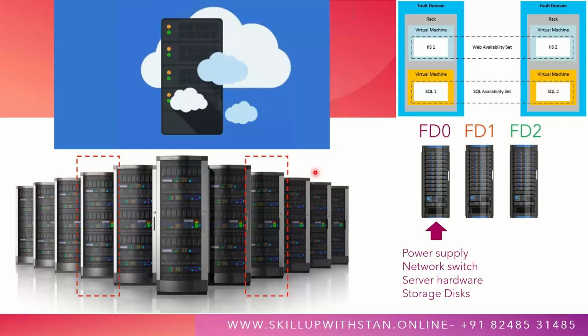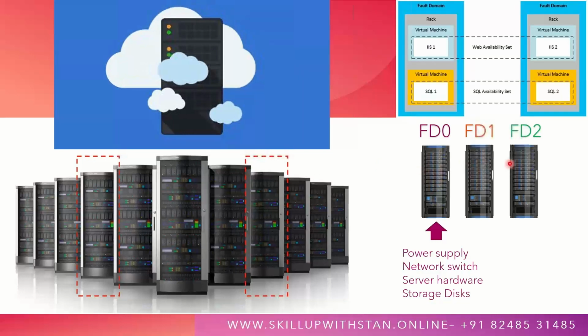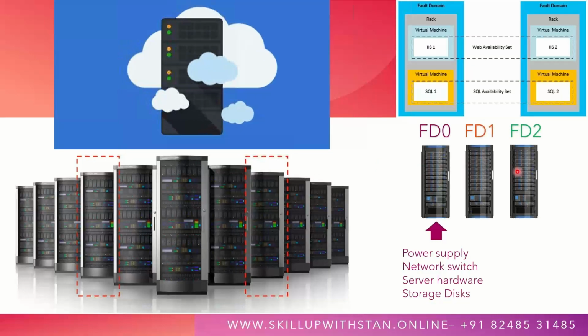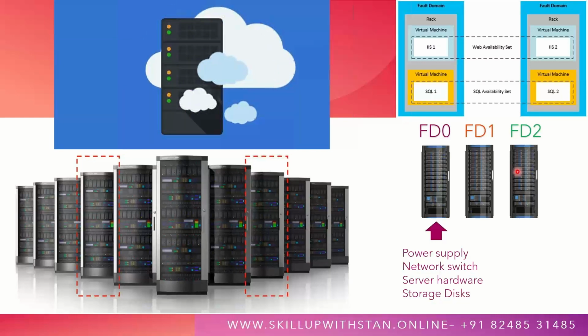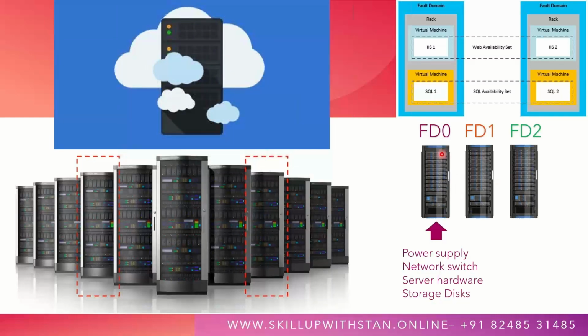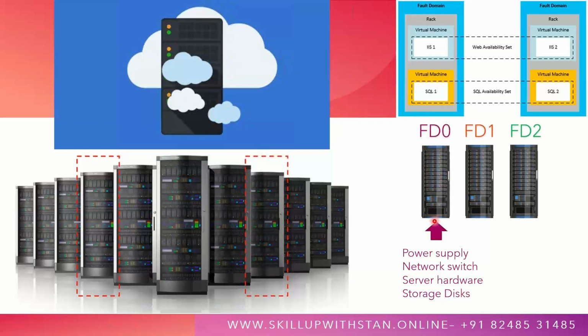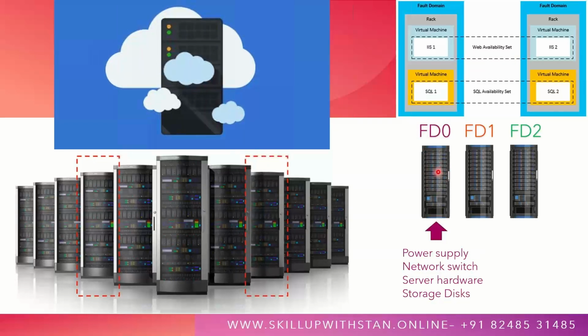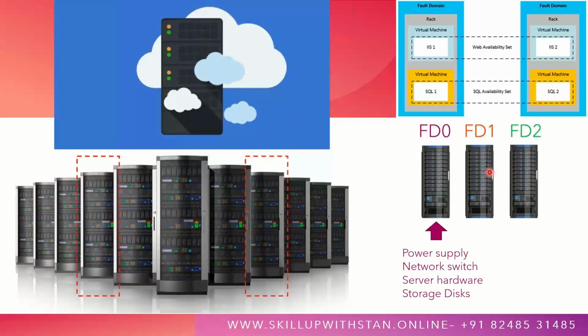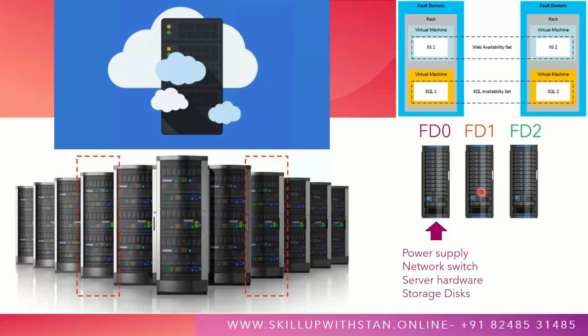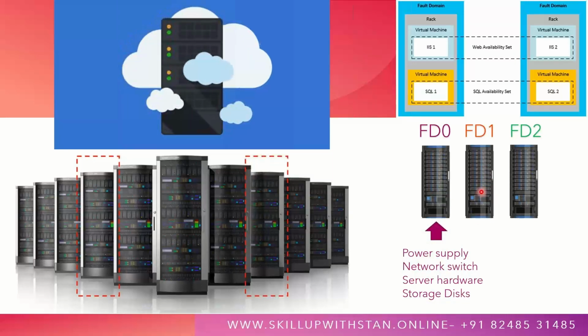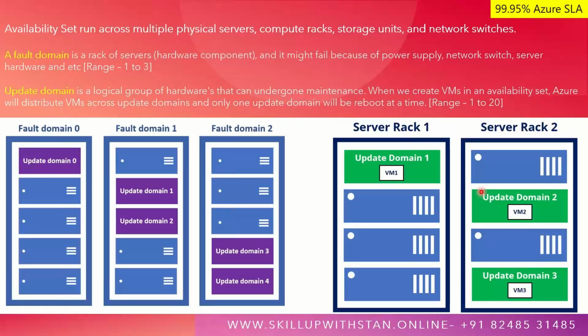If you want high availability for your application, generally we place our virtual machines into different racks or different servers, utilizing the concepts called availability set and availability zone from Azure. Each individual rack will have an independent power supply, independent network switch, independent server hardware, and storage disk. If you're running a virtual machine on one particular rack and another virtual machine on another rack, any problem with these components will not impact the other virtual machine running on a different server or rack, right? So let's look at these concepts closely.